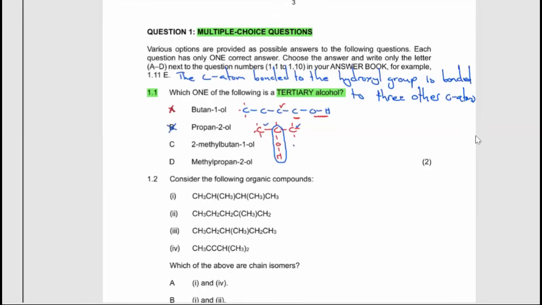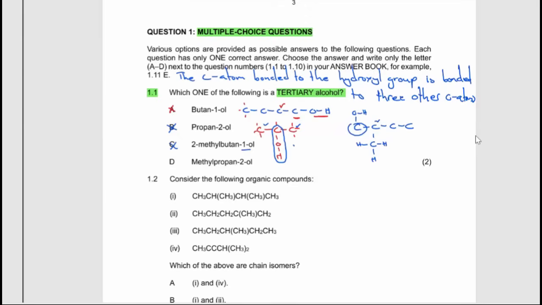Then we proceed to option C, which says 2-methylbutan-1-ol. The longest chain is 4, so there is going to be 1, 2, 3, 4. On carbon number 2, we're told there is a methyl, so it's going to be a CH3 like that. We also have an OH bonded on 1-ol, which means the first carbon, OH there. Then we can look at this C atom. We can see it's only bonded to one other carbon. Therefore, option C is also incorrect.